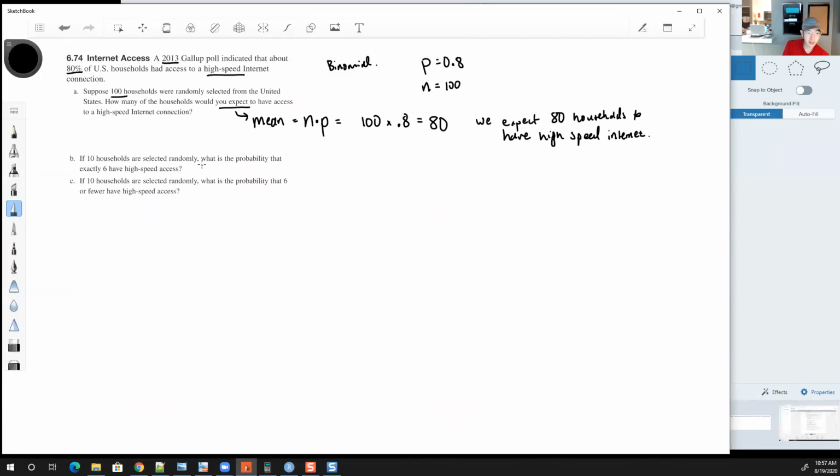Okay, all right. It says if 10 households are selected randomly, what's the probability that exactly 6 have high-speed access? Right. So here, this again is binomial. This time, n is equal to 10. Our probability is still 0.8, and we want 6 with high-speed access, so x is equal to 6. We can answer this using the binomial: 10 choose 6, times 0.8 raised to the 6, times the probability of not having internet access, which is 1 minus 0.8 or 0.2, raised to the 4, since there have to be 4 of them without access.